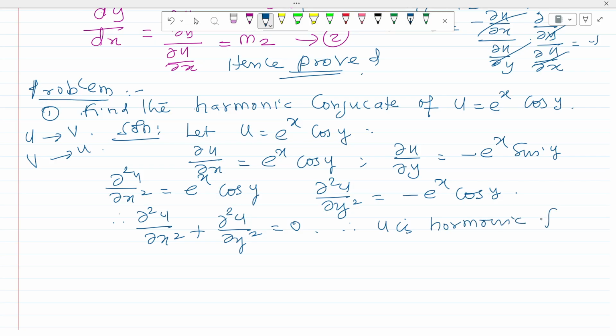So first one is, u is harmonic function. So what is given here? U equal to e power x cos y. First you find the first derivative, then the second derivative, then add both, and you will get dou square u by dou x square plus dou square u by dou y square equal to 0. So if it is satisfying the Laplace equation, then it is a harmonic function. Keep your mobile phones in the back first.